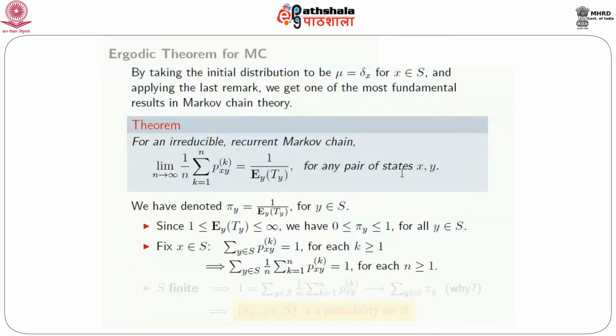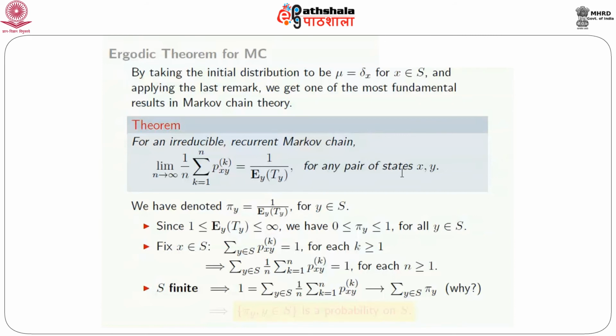Now let's see what the repercussion of that is. If S is finite, then that would imply that 1 equals this sum that we've just written in the previous statement, but then that goes to the summation over y in S of pi y. Remember, for every fixed y, 1 over n summation k equal to 1 to n of p_xy super k goes to pi y. So the sum over y in S of that also goes to the sum of pi y. And that, of course, is true because S is finite. So it's a question of interchange of limit and sum.